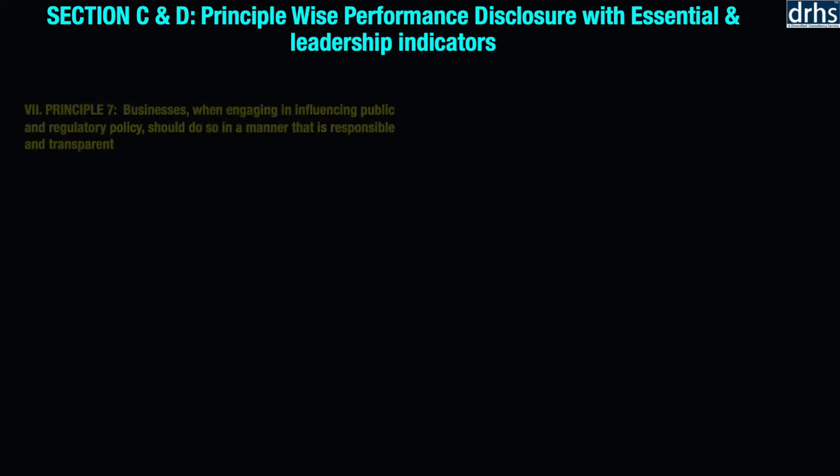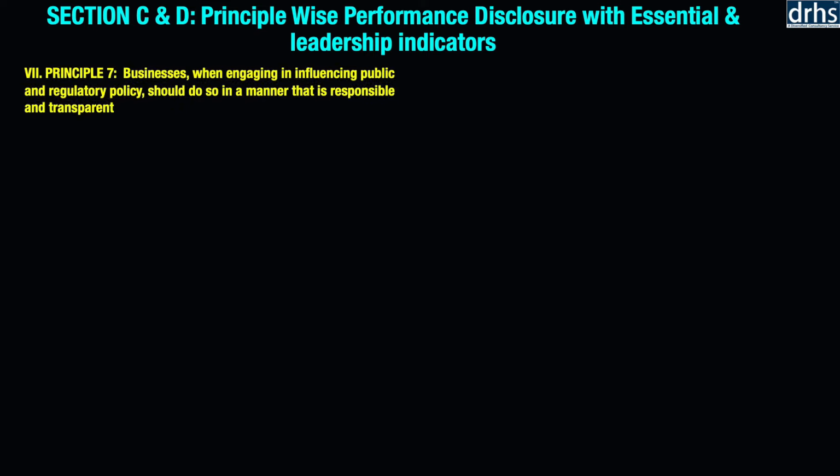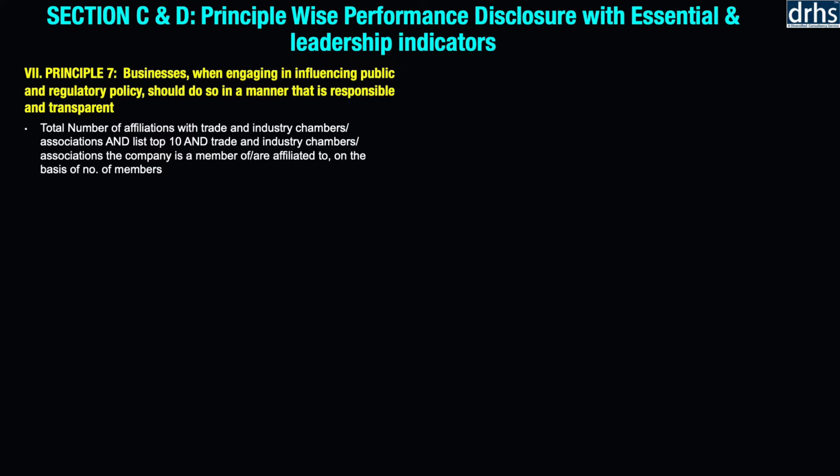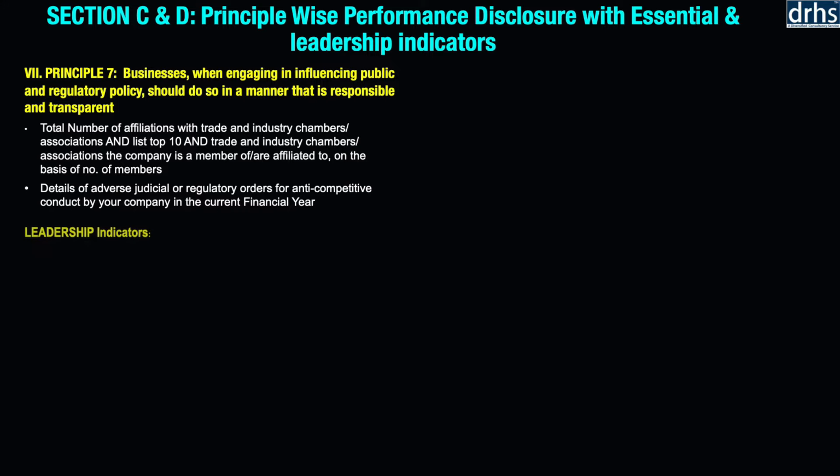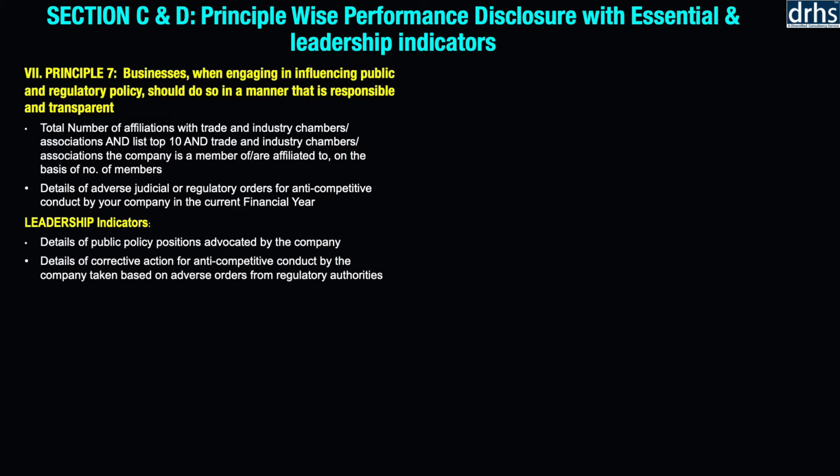This slide discusses Principle 7, which deals with public and regulatory policy engagement in a manner that is responsible and transparent. The essential indicators deal with the number of registrations done with the professional bodies and information pertaining to adverse judicial or regulatory orders for anti-competitive conduct by the entity, while the leadership indicator seeks information on public policy positions advocated by the company, and information on corrective action for anti-competitive conduct by the company taken based on the adverse orders from the regulatory bodies.